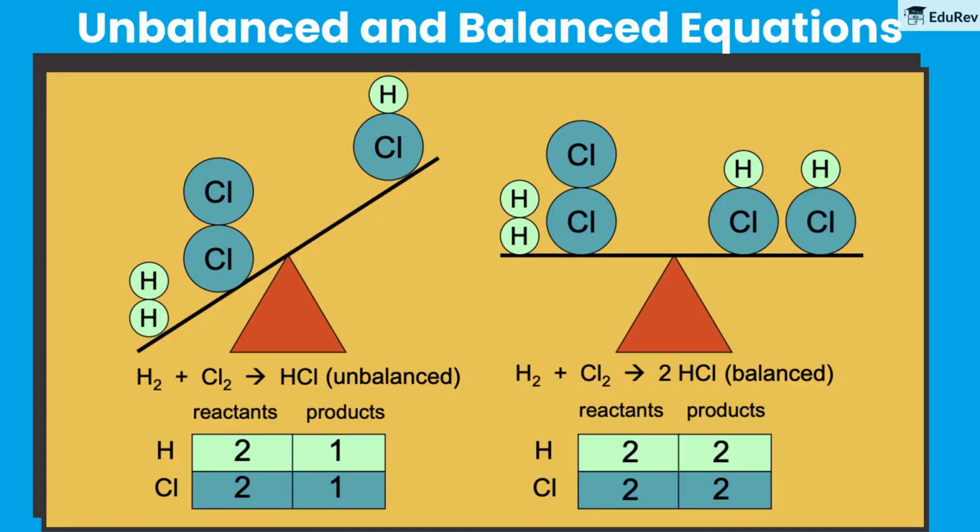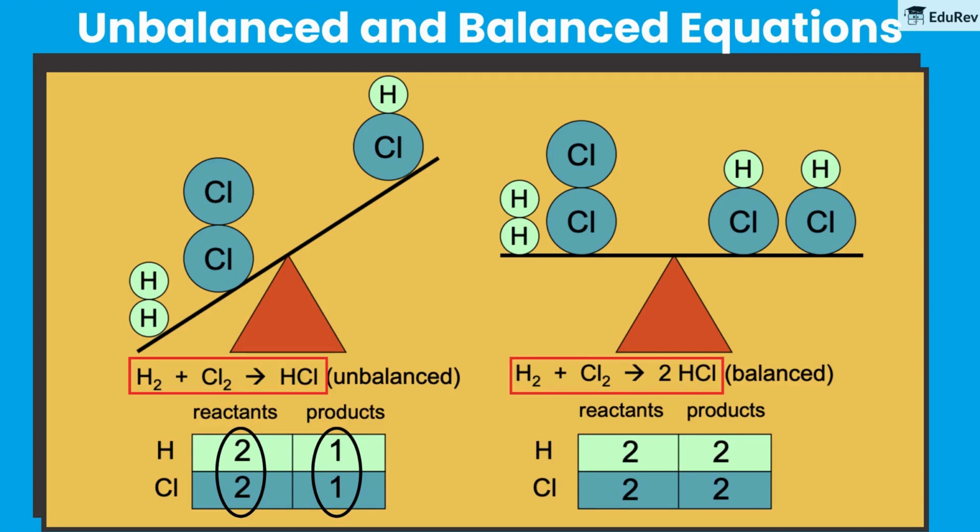Unbalanced and balanced equations. You can see that the equation on the left is unbalanced, as the atoms of H and Cl on the reactant side are not equal to the atoms of H and Cl on the product side, while the equation on the right is balanced, as the atoms of H and Cl on the reactant side are equal to the atoms of H and Cl on the product side.